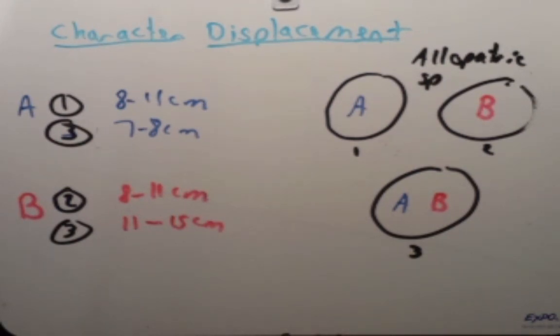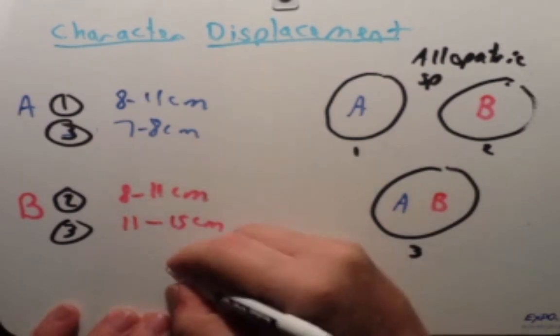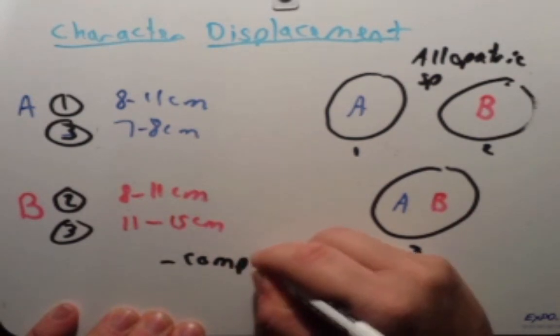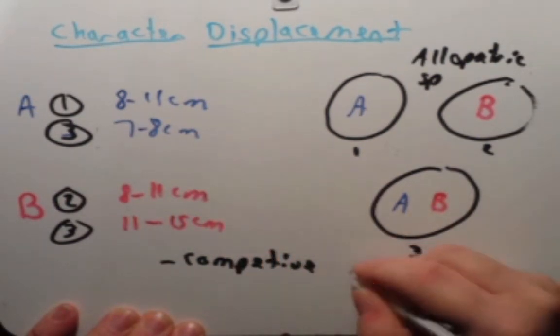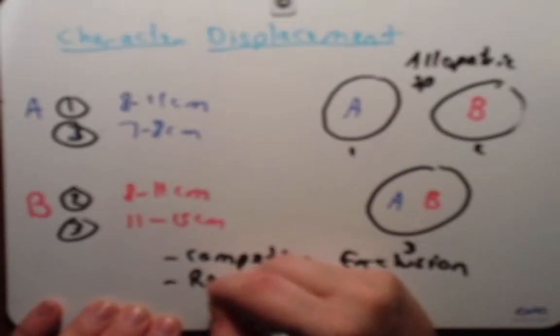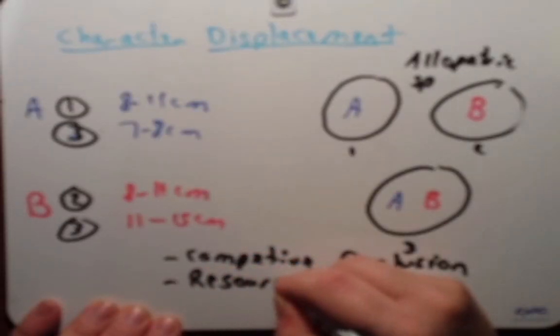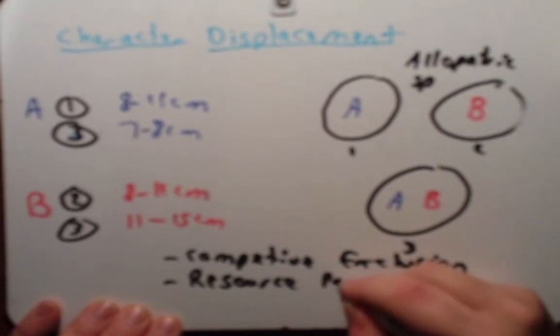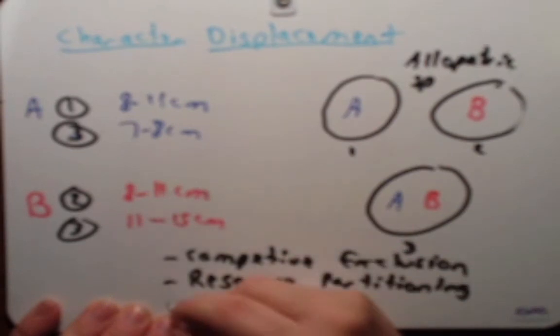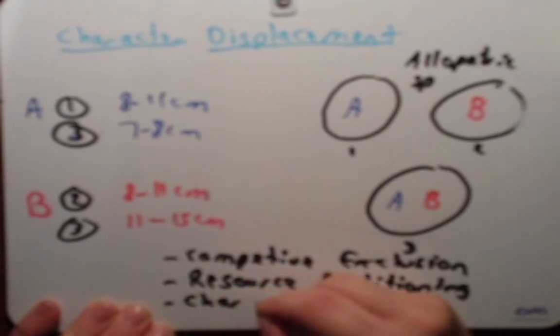So you should be familiar with all the terms we talk about, but sometimes these terms get mixed up. So I'm going to write them here. We have competitive exclusion, resource partitioning, and then what we just talked about, character displacement.